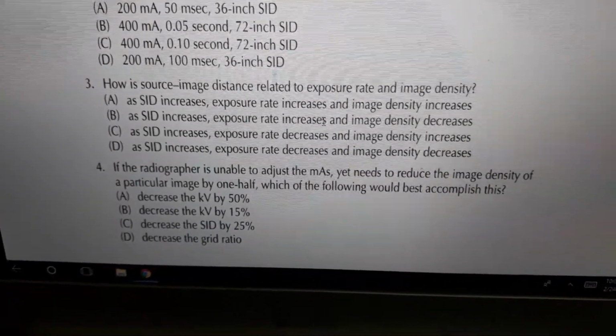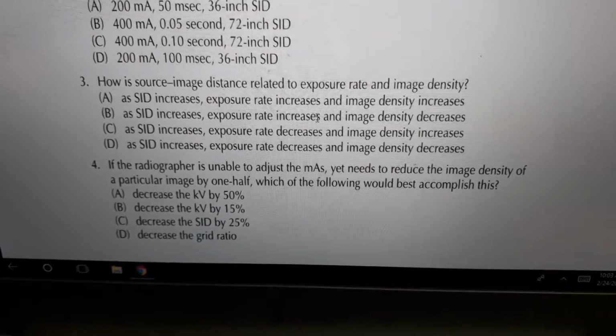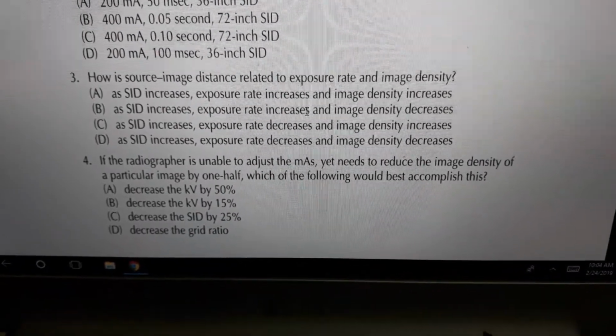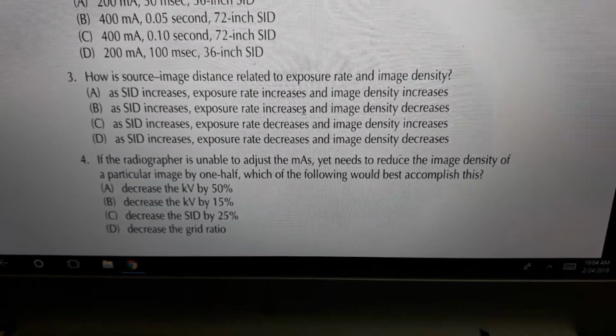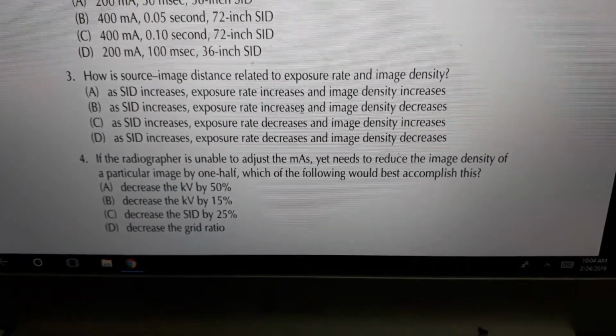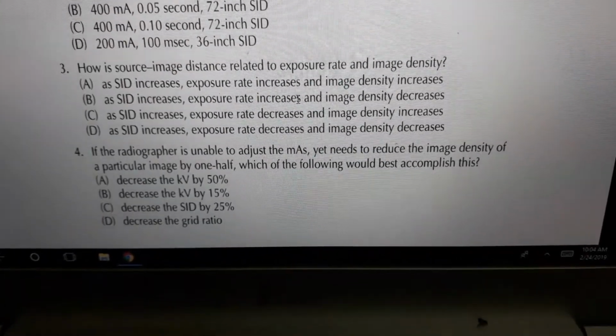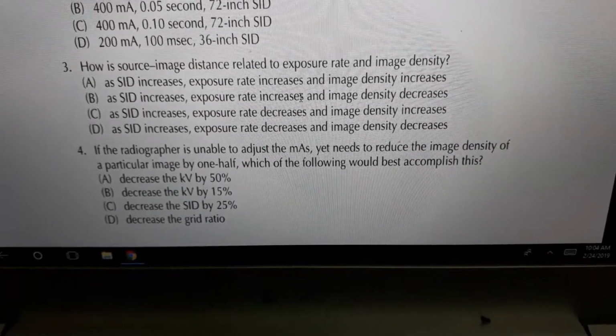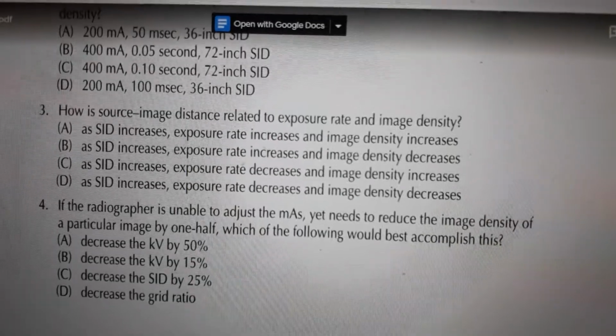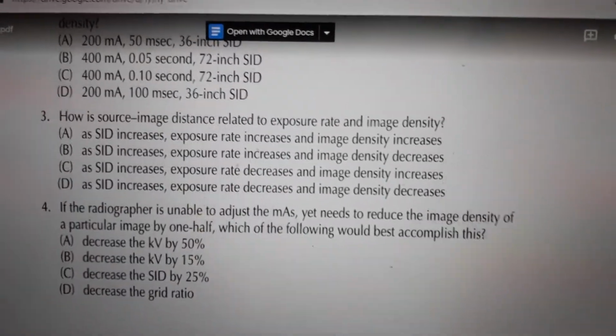Question: if the radiographer is unable to adjust mAs, yet needs to reduce the image density of a particular image by half, which of the following would best accomplish this? Answer is decrease kVp 15%. Decrease kVp 15%.